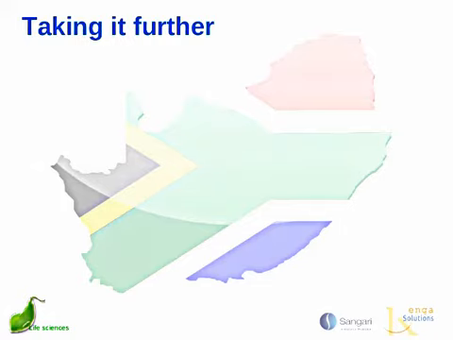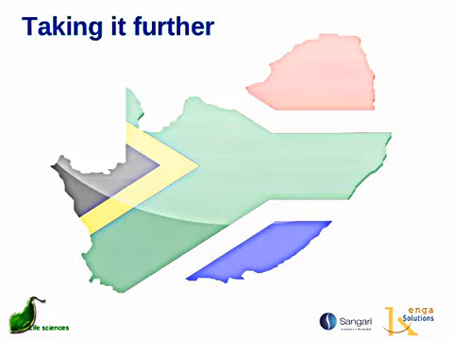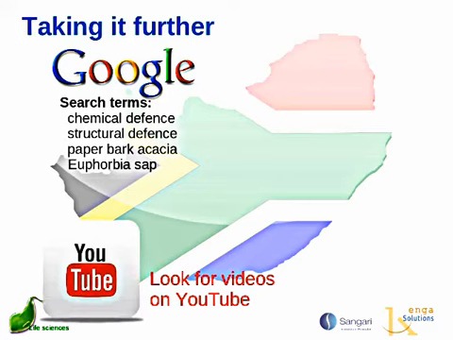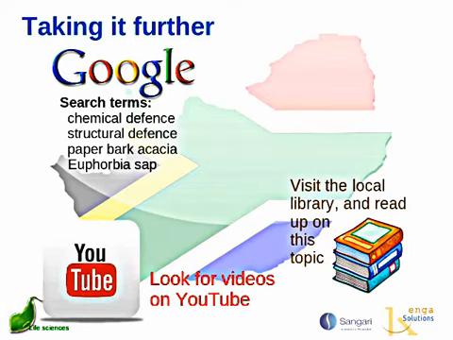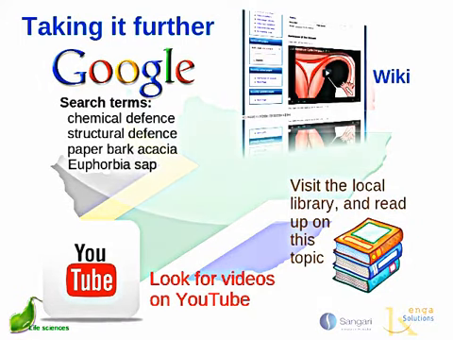Now we've pretty much covered what you need to know for the South African grade 12 syllabus on this subject. If you want to take it further, you can go to Google or another search engine and look for terms like chemical defense, structural defense, paperbark acacia, euphorbia, etc., anything that we've talked about. You can look for videos on YouTube. There are a few, I've seen them. Of course, you can always go to the library and do a bit of reading. And if you find something good, please do put it up on the wiki.